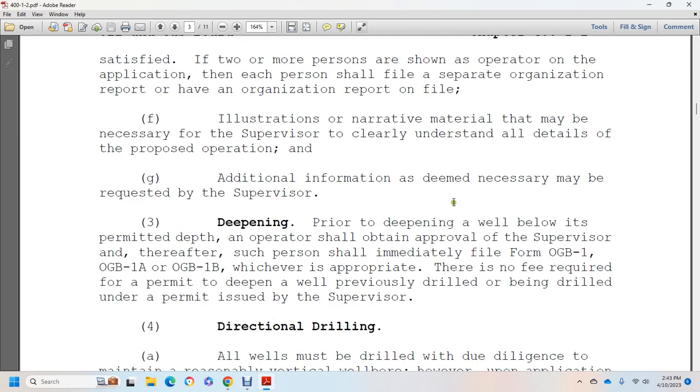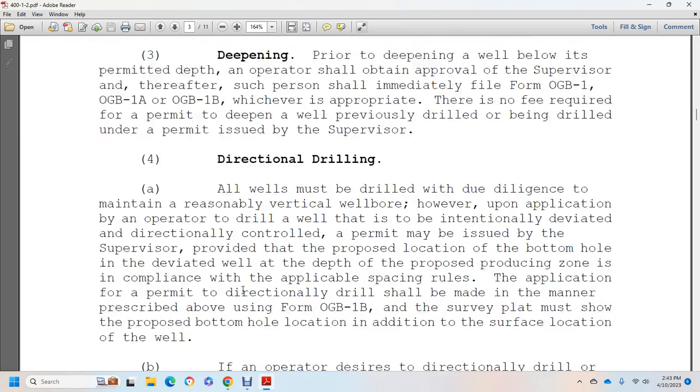The deepening of a well previously drilled shall be permitted by the supervisor, with the direction of the well. All wells must be drilled with diligence to maintain reasonable verticality of the well bore.